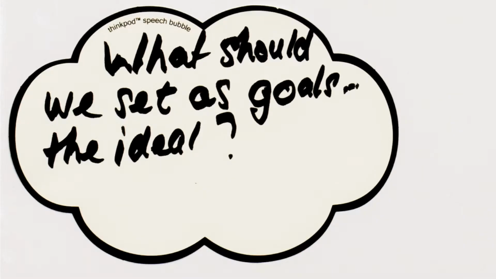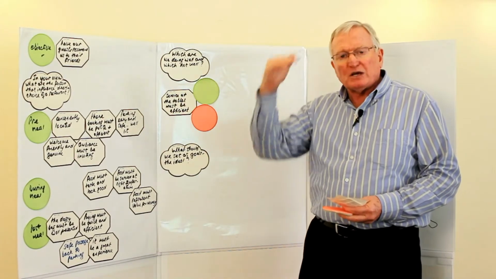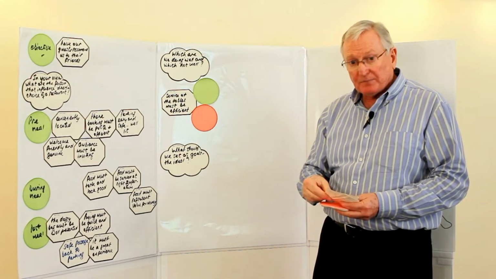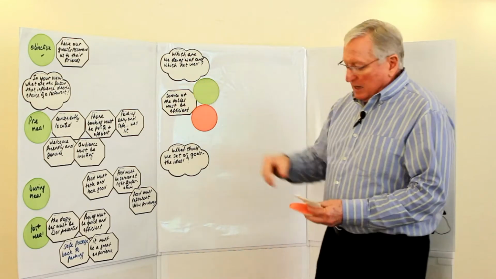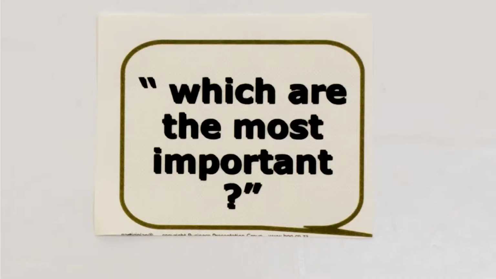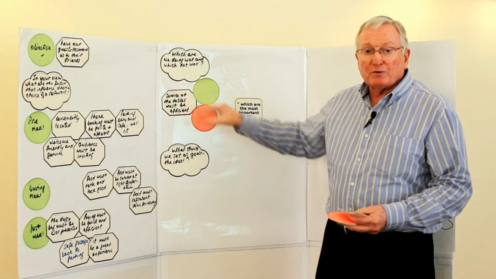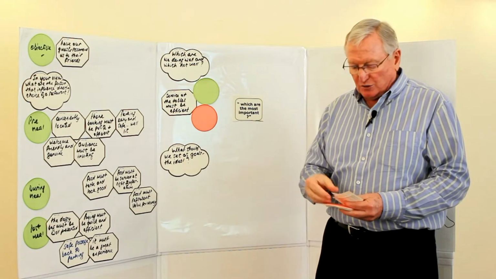And then we might say to ourselves, what should we set as goals, or what should be the ideal for the service at the table? And we would establish a measure and how we should be doing that effectively. And then finally, out of all of these, when we've got all of them done, we might say, okay, which are the most important? And we might vote on the issues which we've got to address first and most urgently.